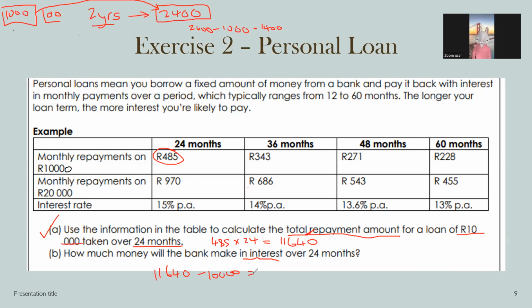There's no 8. Let me just see. 11,640 minus 10,000 is 1,640. Perfect. So that's the amount of interest that the bank made over the 24 months, right? You understand? Follow? Yeah. Okay.